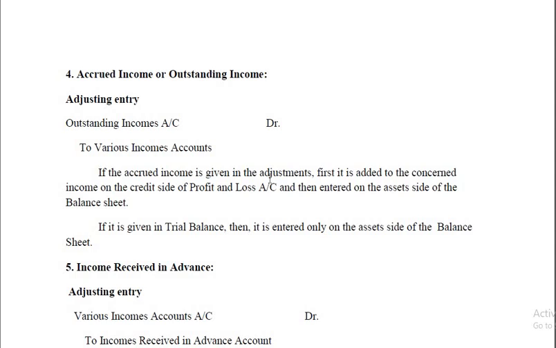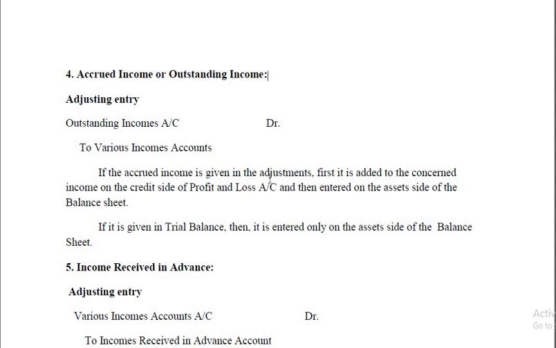If it is interest receivable, then outstanding interest account debtor to interest account. So if it is given in the adjustment, it should be treated twice. Once it should be added on the credit side of profit and loss account. For example, rent receivable means it is added to rent account on the credit side. And if it is interest receivable, it should be added to interest account on the credit side of profit and loss account. Then it is shown on the asset side of the balance sheet.